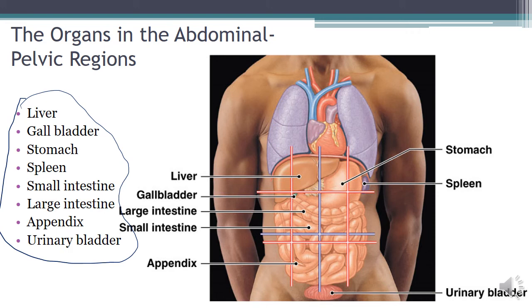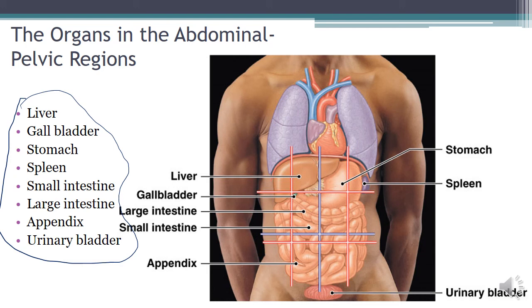The gallbladder is found primarily in the umbilical region. The stomach, again fairly large, can be found in multiple regions. It can be found in the epigastric region, the left hypochondriac region, and the left lumbar region. The spleen can only be found in the left hypochondriac region. The small intestine is all over the place in a number of different regions. So you have small intestine in the umbilical region, the left lumbar region, the hypogastric region, and the left inguinal region.